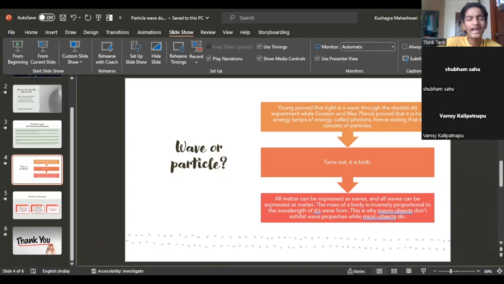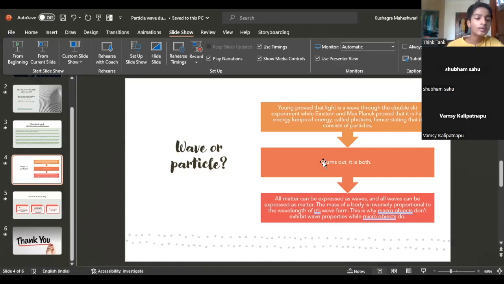The best part about Thomas Young's experiment is that even if you fire 1 electron per minute or 1 photon per minute, you'll get the exact same result, even though it's so-called random. That's interesting. So Young proved that light is a wave, while Einstein and Max Planck proved that it has lumps of energy, photons, and so it turns out it's both. And it turns out not only light, but everything is both an object and a wave.